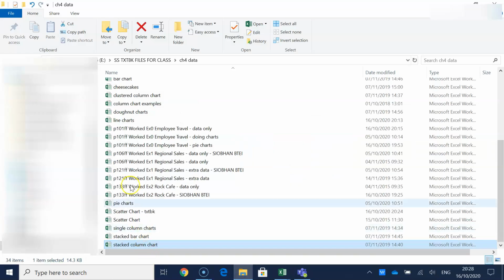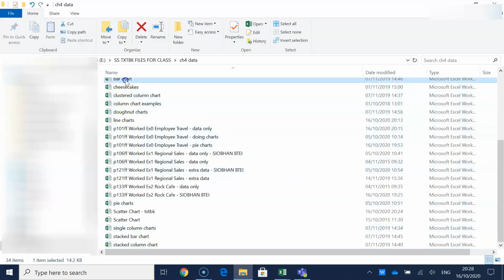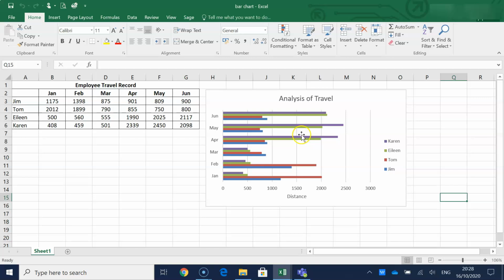Bar chart. In a bar chart, each number is represented by a horizontal bar. This places more emphasis on values and less emphasis on time. So we're more interested in the numbers here rather than which month it was.